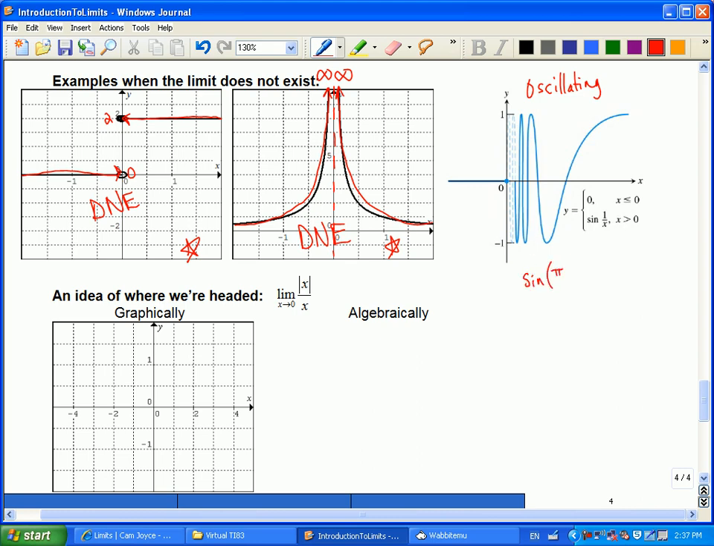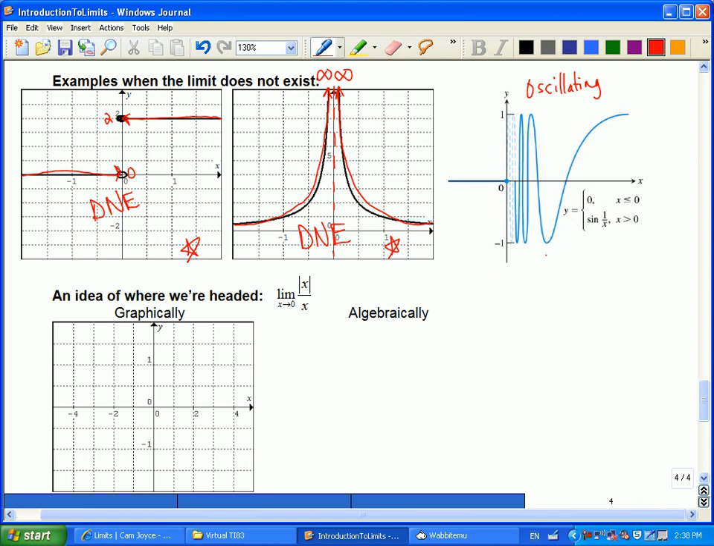Anybody remember what sine of pi over 2 is? Okay, what's the sine of 3 pi over 2? So I'm going to use this idea of 1 and negative 1 to show you how this graph does not have a limit. Okay, so I'm just going to start fresh, but this is the idea.